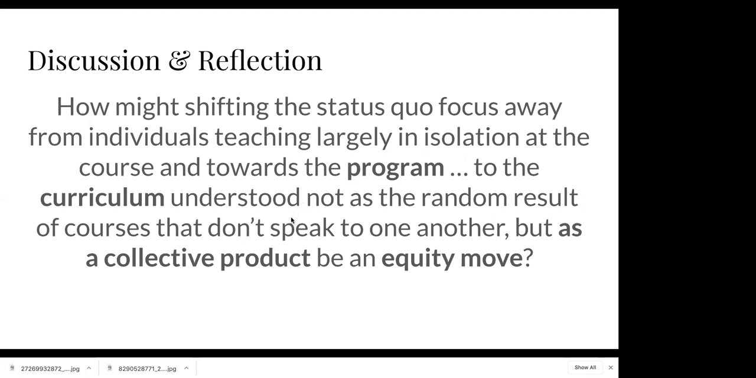So just go ahead, and I obviously invite you to play the believing game, but if people would like to play the doubting game, that's fine too. But what are your responses to this notion of this particular move being an equity move?